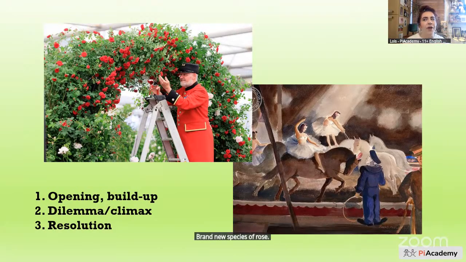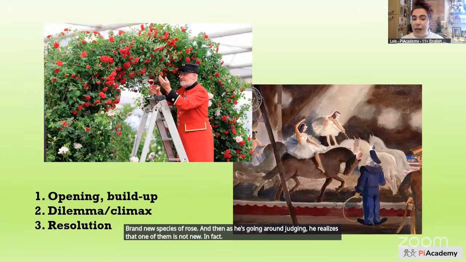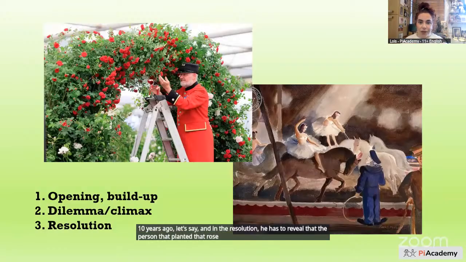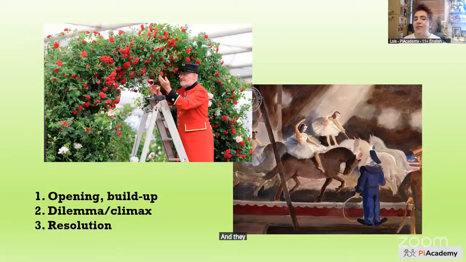And then as he's going around judging, he realizes that one of them is not new. In fact, he invented it himself. He created that rose 10 years ago, let's say. And in the resolution, he has to reveal that the person that planted that rose was actually a fraud, and they get kicked out. And he finds a way to make sure that the Chelsea Flower Show sticks by its rules.